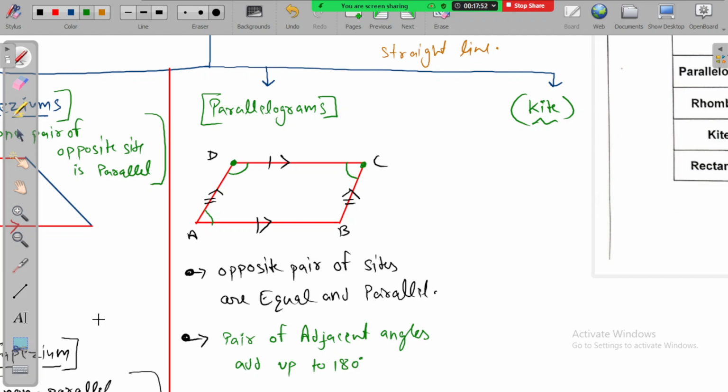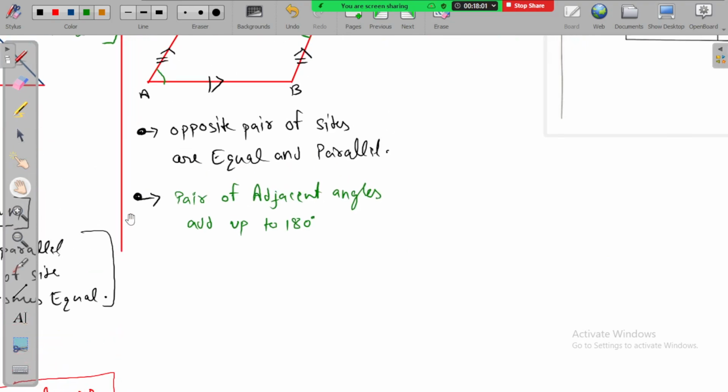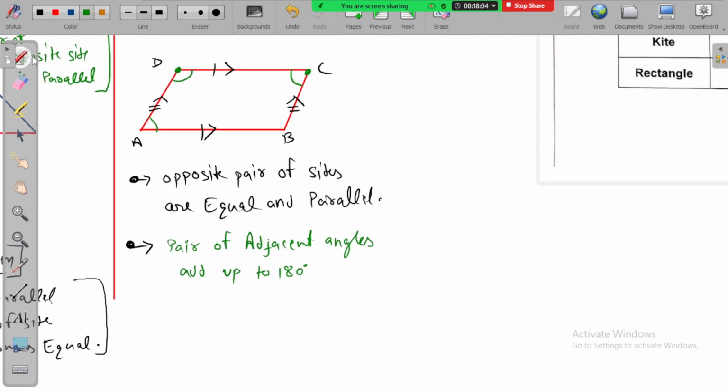Perfect. We can move next. Okay, good. Then the next property about this parallelogram is opposite angles. So what's the relation they have for opposite pair of angles? You're going to say the opposite pair of angles are equal. Just name them while I'm writing. A and C, and one more pair is there. B and D.